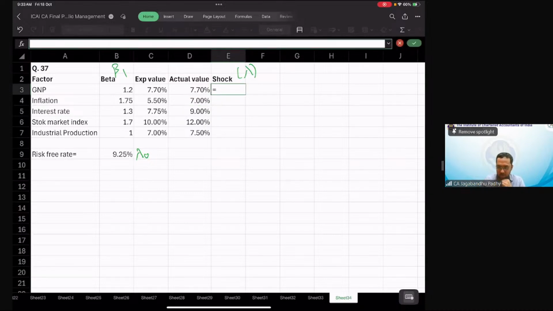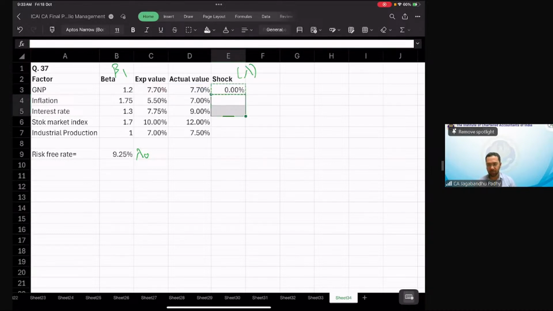So we take the shock value as simply the actual value minus the expected return. Right? So we calculate the shock, or the extra return that we want, because if inflation is rising, my investors' expectation will also increase. When the interest rates are rising, I would also require a higher rate of return. When the stock market index is rising, I will require a higher return. If industrial production is rising, I expect a higher return, and if industrial production is reducing, then I will expect a lower return. So these are the lambda values.